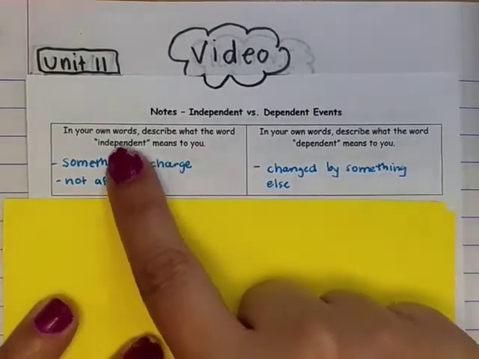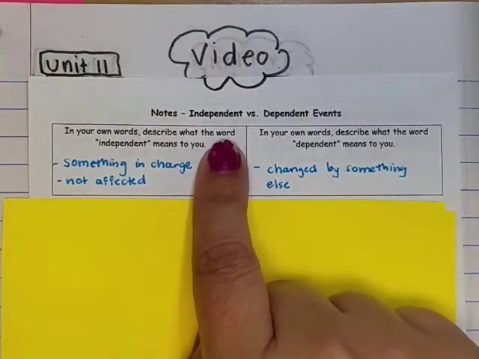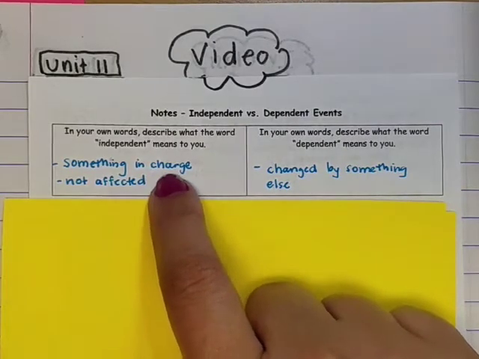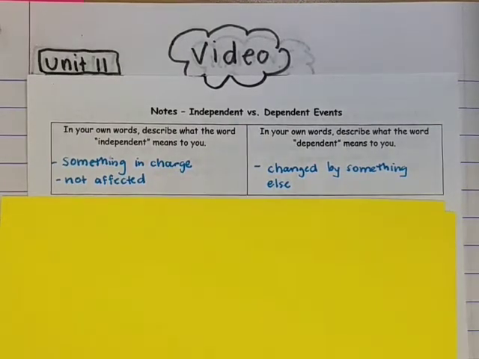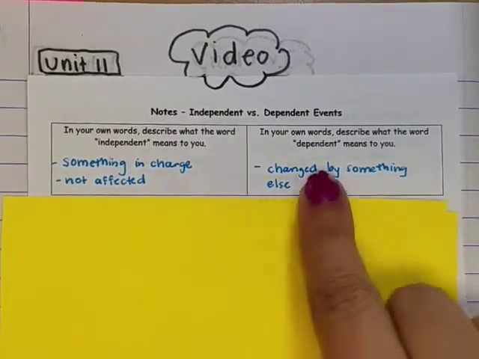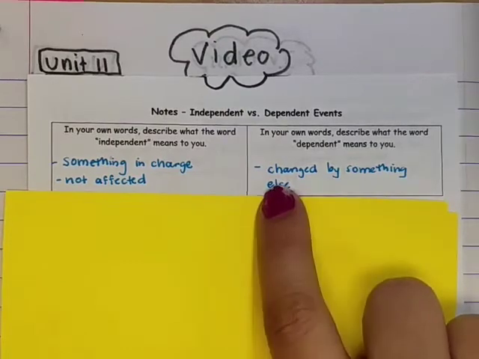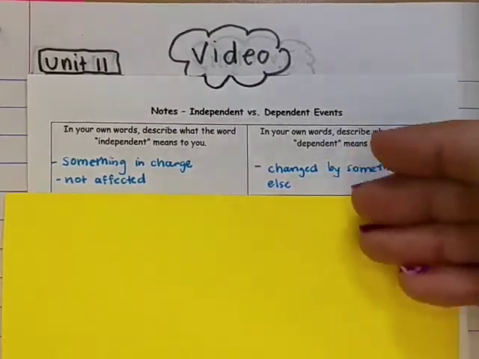The first thing they ask you is, in your own words, tell what independent means to you. So I said something that's in charge. It's the one that's kind of like the leader, and it's the one that's not affected. And then dependent is the one that is changed by something else. So it's dependent. It gets changed by somebody else.